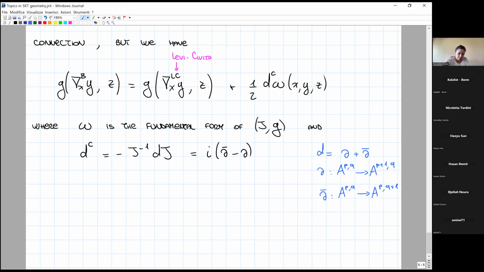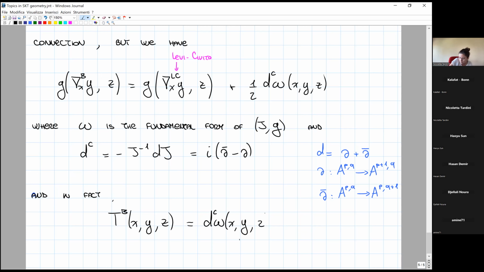So you see, by this formula over here, the Bismuth connection and the Levi-Civita connection do not coincide. We have an extra term involving d^C of omega. And in fact, let me also mention that the torsion of the Bismuth connection, thought of as a three-form, we said before, this is the theorem of Bismuth, this is a three-form, it's exactly equal to d^C of omega.